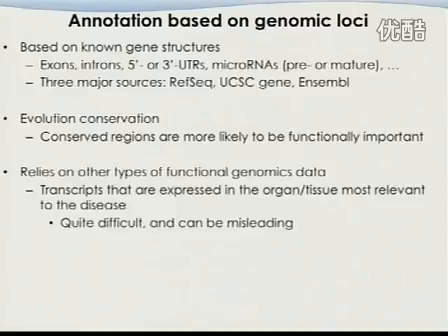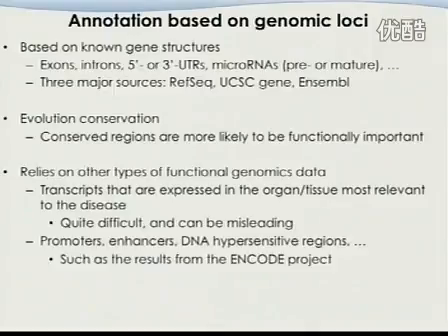The third part relies on other types of functional genomics data. So these are known gene structures, evolutionary conservation, and other types of functional genomics data. That includes the transcripts that are expressed in organs or tissues most relevant to disease. That is one way to help you narrow down which variations are important, but that is sometimes quite difficult. If you study alcoholism, people don't really want to give you their brain for RNA sequencing to figure out which part of the brain is expressed. Sometimes you don't know which part of the brain you are looking for, so it becomes a problem as well. It can be quite difficult, and sometimes it can be misleading.